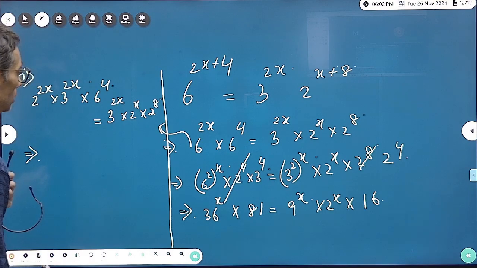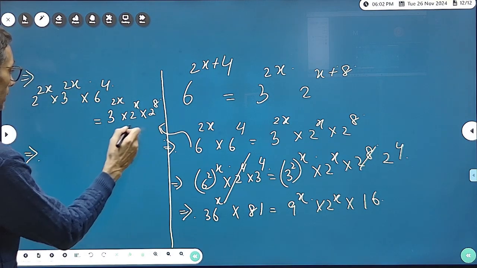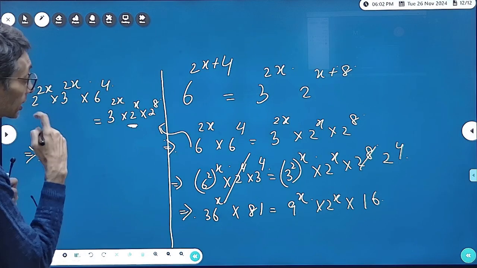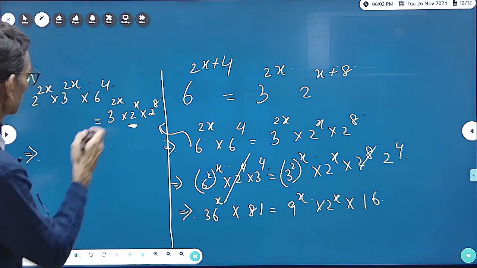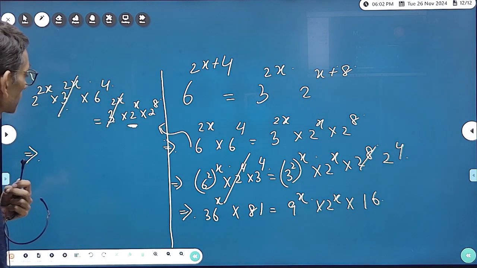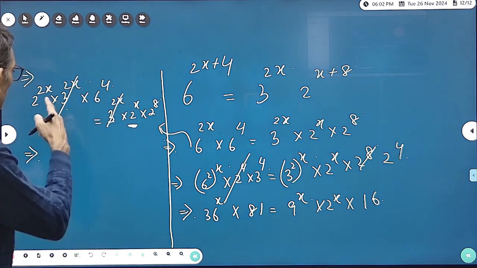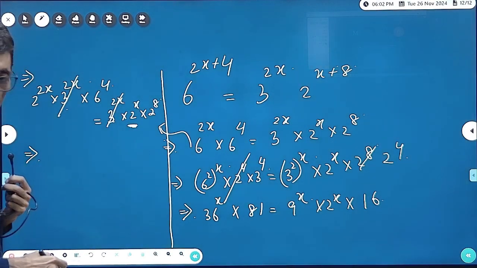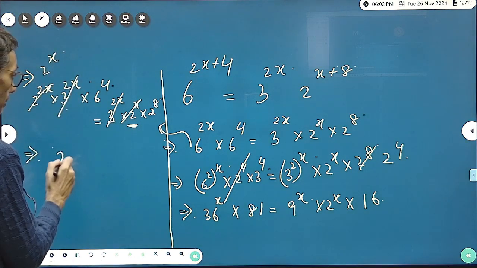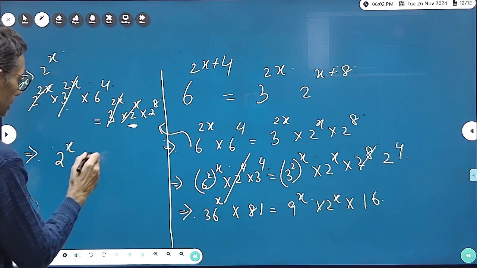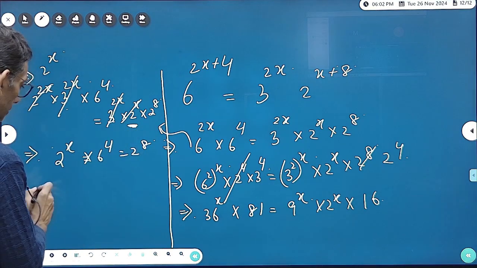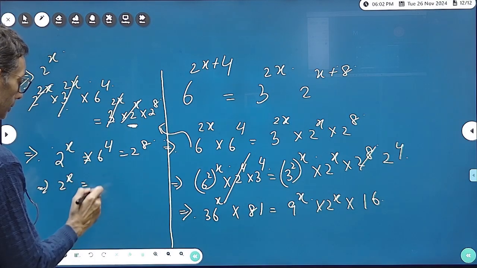What I am going to do is, here you see twice x. 3 to the power twice x and 3 to the power twice x are the same, right? Yes, so cancel this. 3 to the power twice x, same. And 2 to the power twice x divided by 2 to the power x gives 2 to the power x, you can cancel this one. So it will be only 2 to the power x into 6 to the power 4 equal to 2 to the power 8. So this is equal to 2 to the power x into 2 to the power 8.